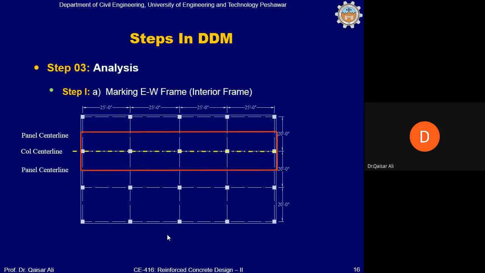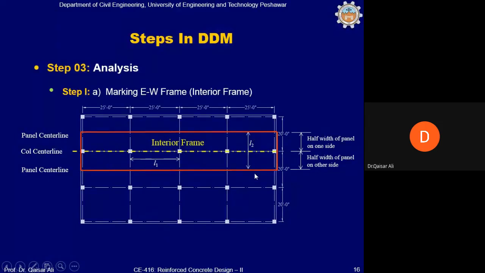Then another line will also be drawn on the other side of the column center line at the panel center line. So this will now become an interior frame. So the marking of an interior frame is completed, which is the first step. The width of the frame is called L2, and the length of each span is called L1.